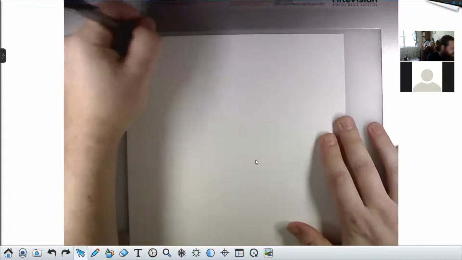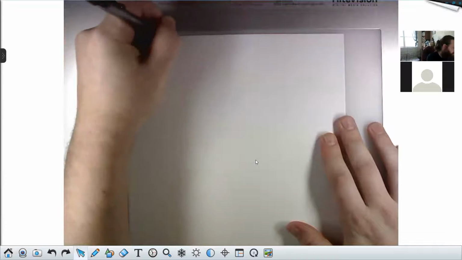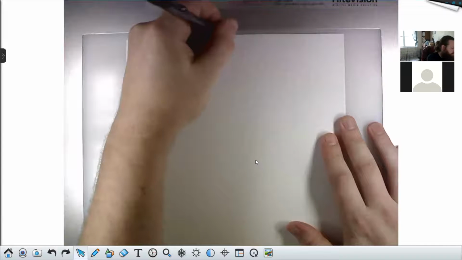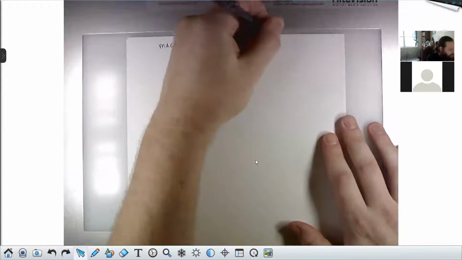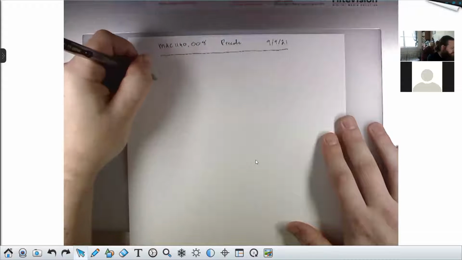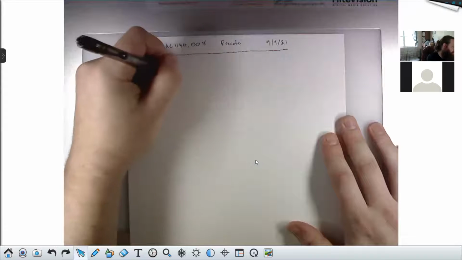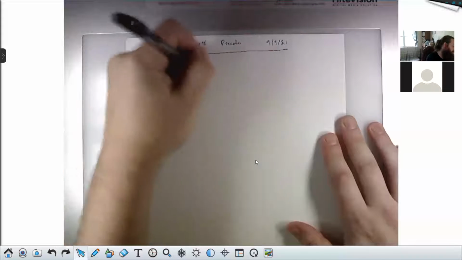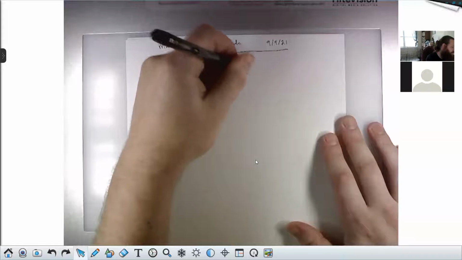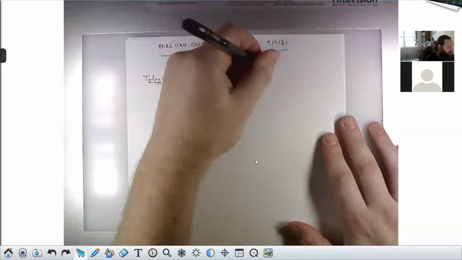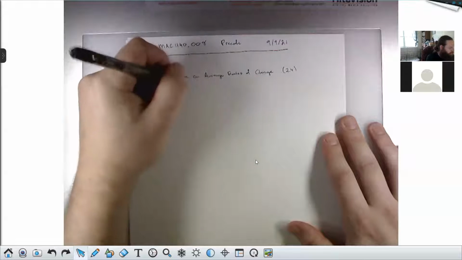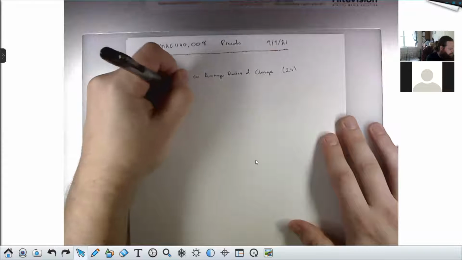So this, as always, is MAC 1140, Section 008, which is pre-calculus. And today is the 9th of September, 2021. Today, we're going to talk a bit more on average rates of change, which was section 2.4, right? And then we jump over section 2.5 and we move to section 2.6, which is on transformations of graphs.